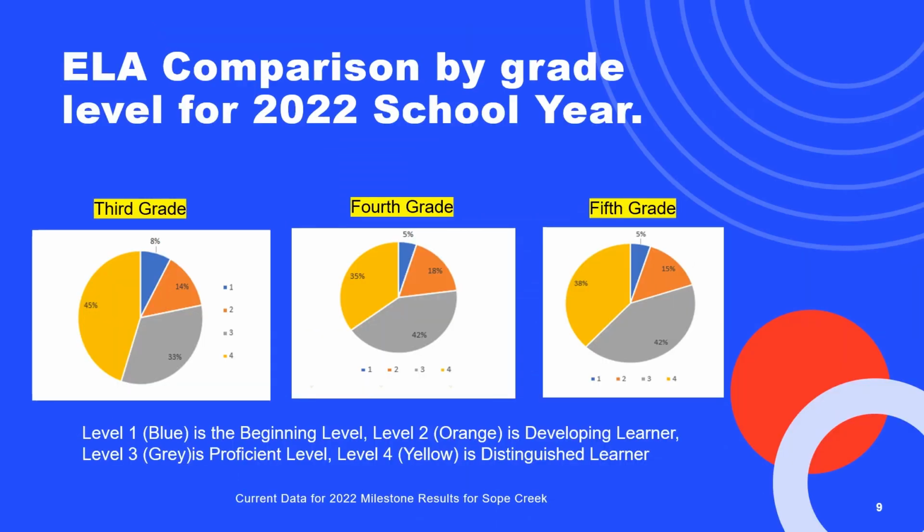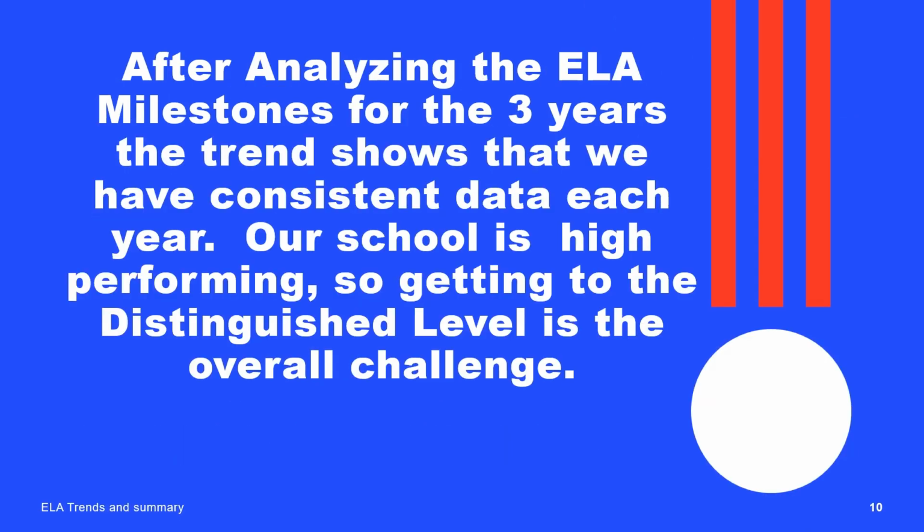So the ELA comparison by grade on a pie chart lets you see that the golden color for third grade is at 45%. The fourth grade is at 35%, and fifth grade is at 38%. We're looking to increase that distinguished level, moving up all students into the next higher level. That is the goal. After analyzing the ELA Milestones for the 3 years, the trends show that we have consistent data each year. Our school is high performing, so getting to the distinguished level is the overall challenge.